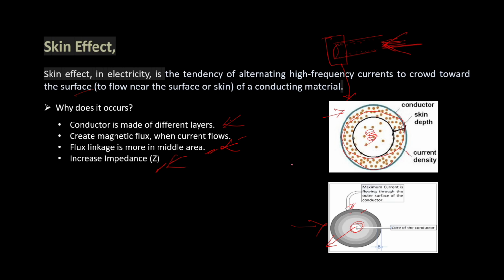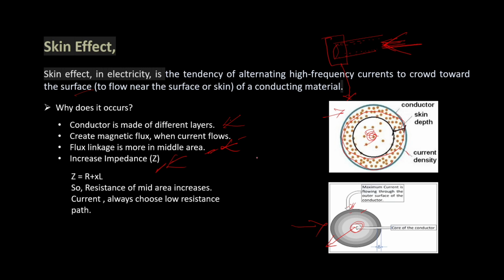That's why current tries to flow through the outer part, because in the skin part or outer part the impedance is low, and current always tries to choose the low resistance path. Current will choose that part. So we know for this, Z is equal to R plus XL. We'll understand these things later within this video with equations, so that you can understand it in a better way.